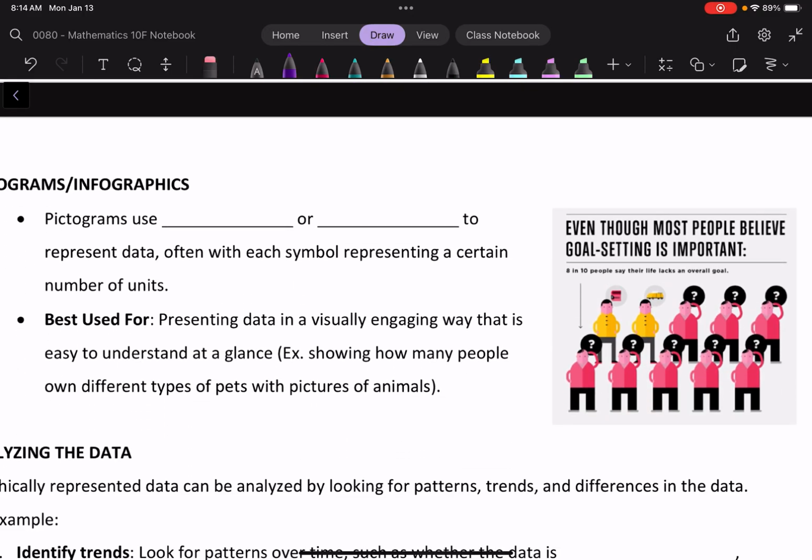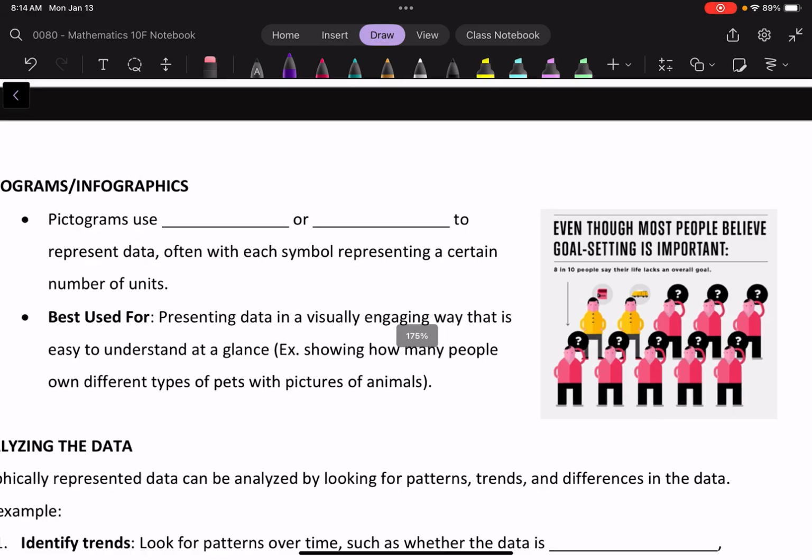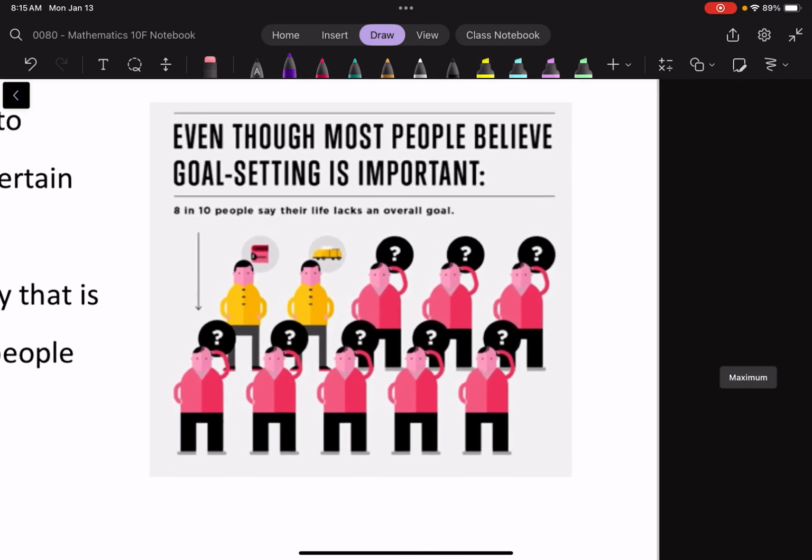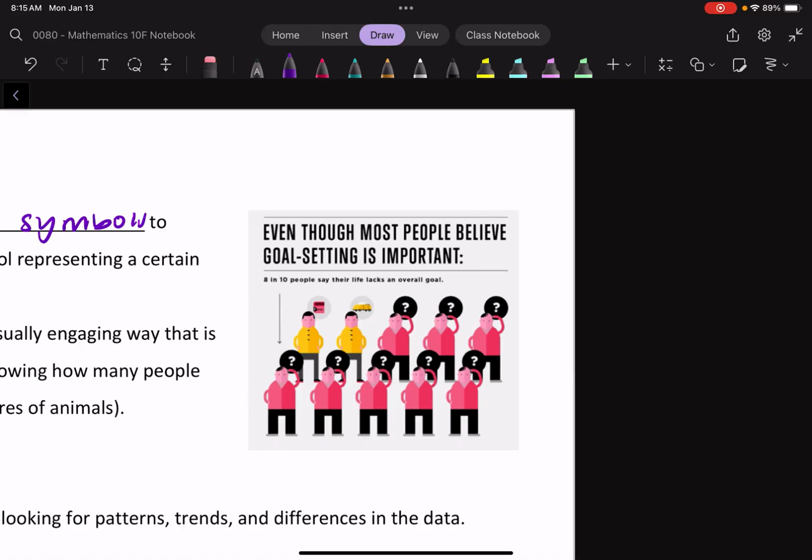The last type of graph is a pictogram or an infographic. Pictograms use pictures or symbols to represent data, often with each symbol representing a certain number of units. So let's just zoom into this example. This is a pictogram.